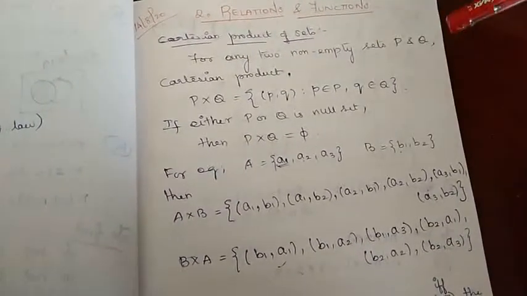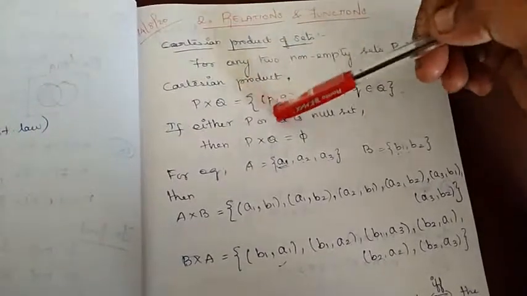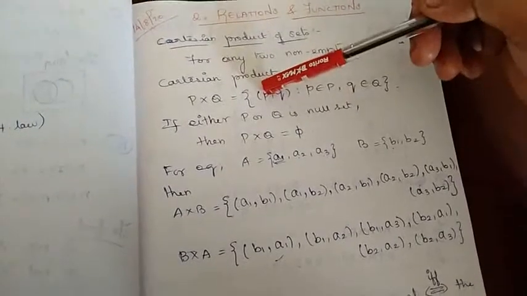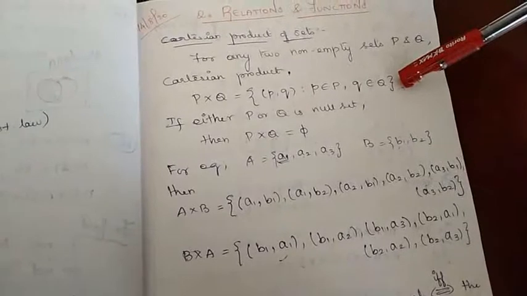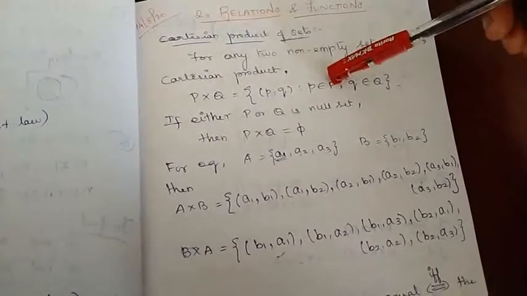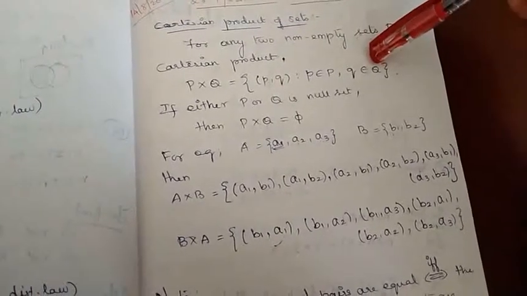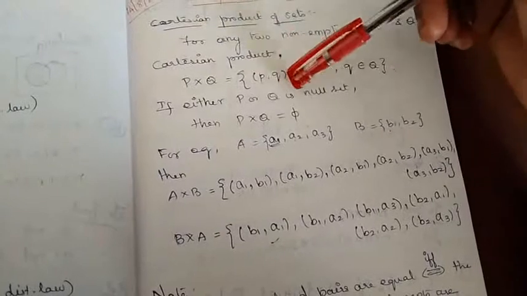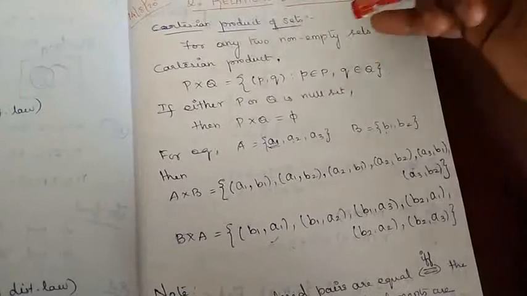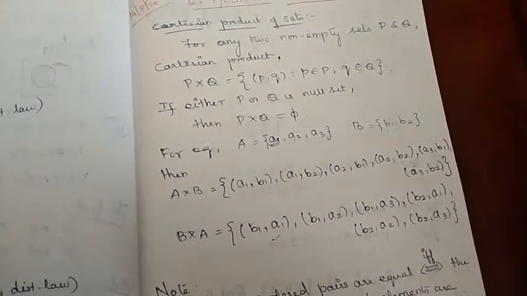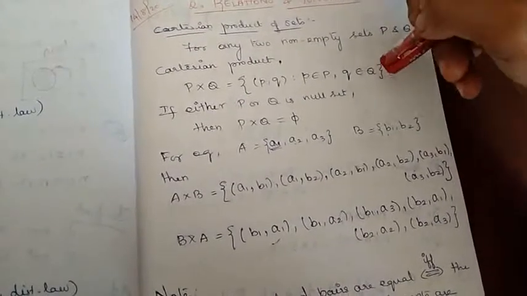For any two non-empty sets P and Q, the Cartesian product is defined as P cross Q, which is the set of all ordered pairs in such a way that the first element is taken from the first set and the second element is taken from the second set. So the set of all (p, q), where p belongs to P and q belongs to Q, is called the Cartesian product. If either P or Q is the null set, then P cross Q will be empty. If any one of the sets is empty, then automatically the cross product is also empty. We will call it a cross product or Cartesian product.